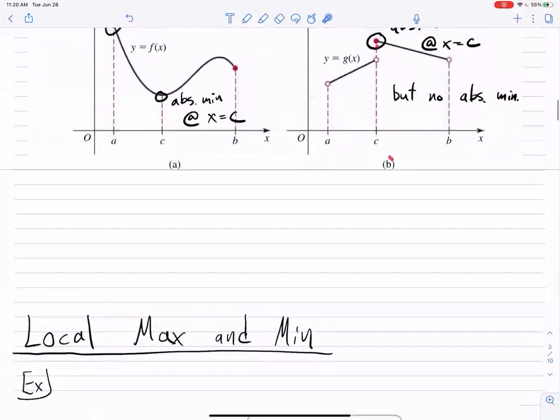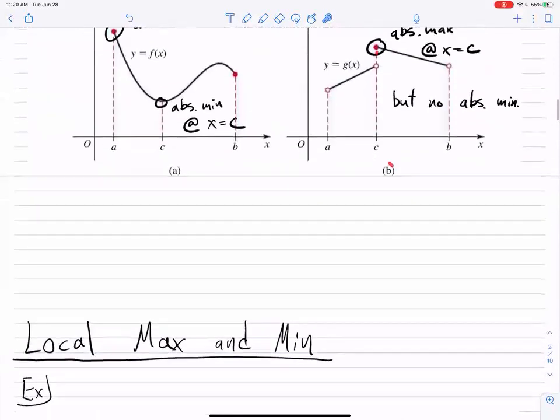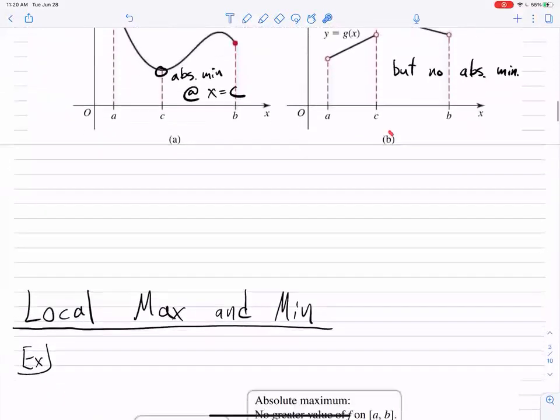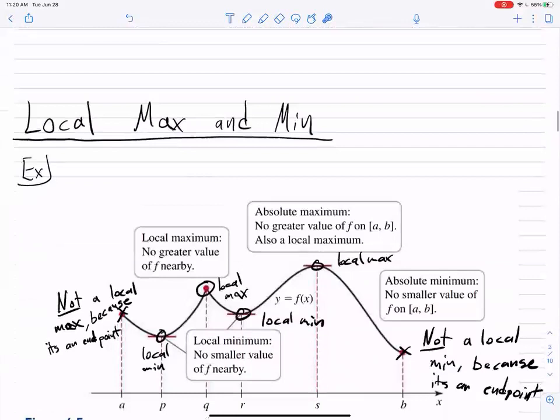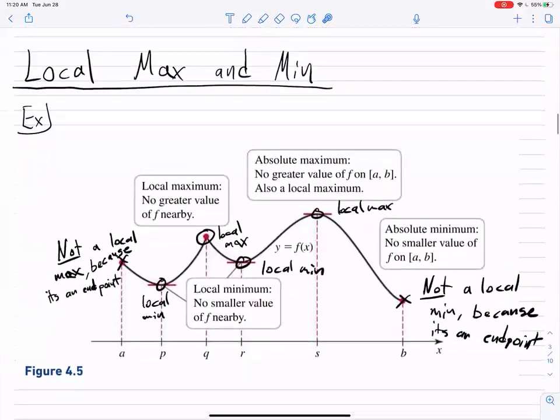Now we're going to shift gears. So absolute max and min hopefully is pretty straightforward. Now let's shift gears and talk about local max and min. A local max and min, and again, this is easiest to do by a picture, is a point where everyone around them is either bigger or smaller. It's like the bottom of a valley or the top of a hill. Those are local maxes and mins.